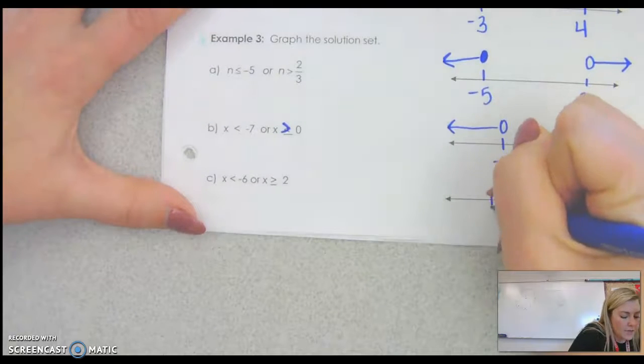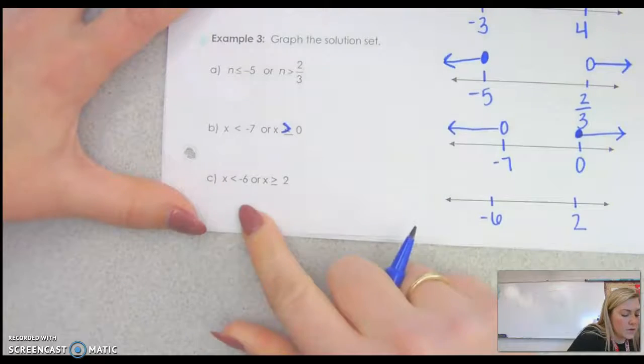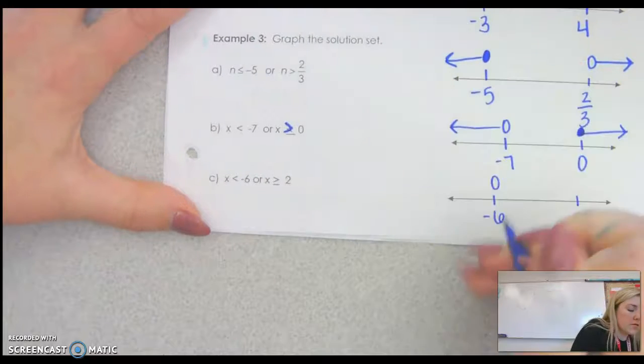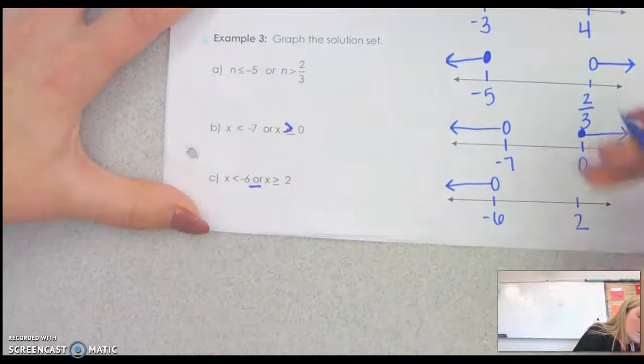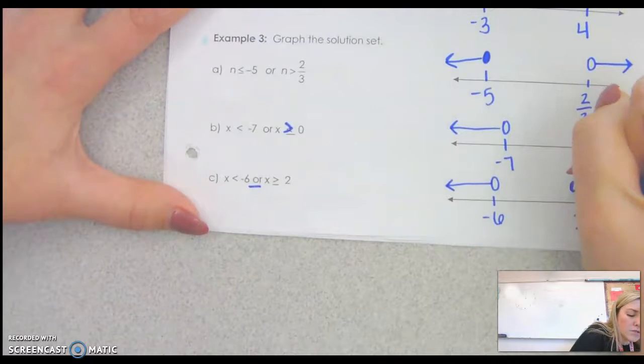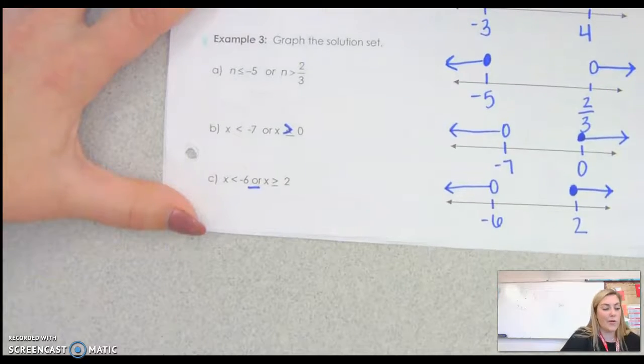So I have -6 and 2. -6 gets an open circle and shade outwards because it's an or. 2 gets a closed circle and shade outwards because it's an or.